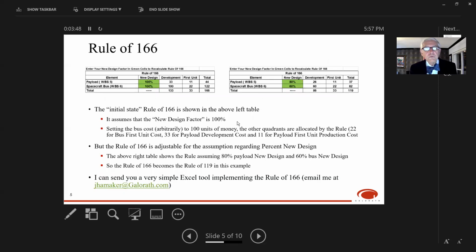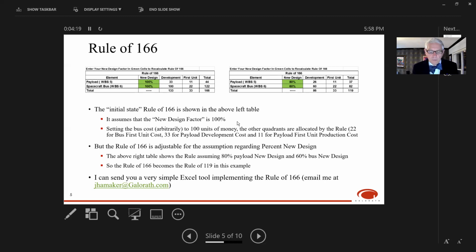All right, so here is the rule of 166 implemented in a very simple Excel spreadsheet. A screenshot of that is in the top left-hand corner. Now, the initial state for the rule of 166 is to assume 100% new design for the payload and 100% new design for the spacecraft bus, shown in the green cells there. So if you do that, the rule of 166 allocates or assigns 100 units of money to the development cost of the spacecraft bus.